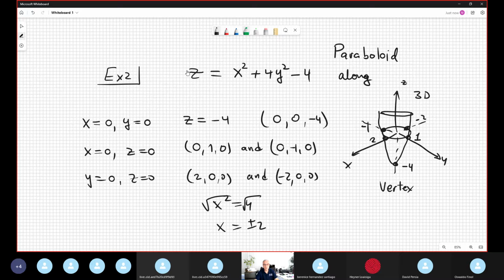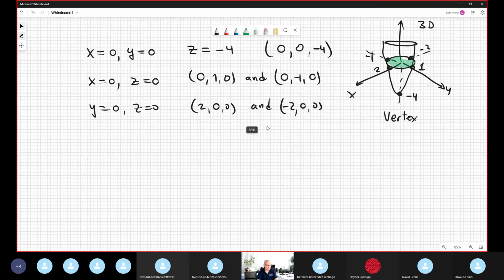So it's obvious, at least for me, that the last name of this surface is elliptical paraboloid. Elliptical. Why? Because the trace here is not a circle. How do you know it's not a circle? Because this distance is 1 and this distance is 2. So it's an ellipse, not a circle. The circle has the same radius. To confirm this idea, we're doing the traces.